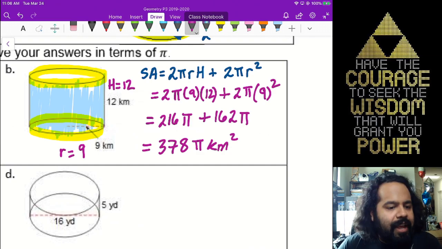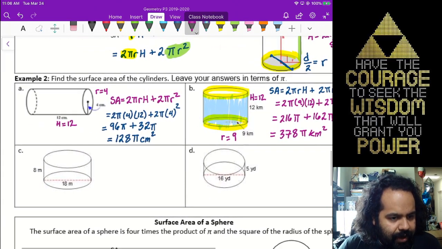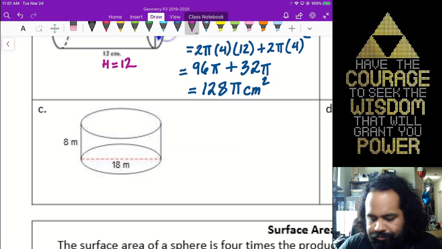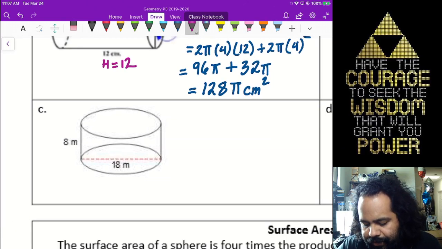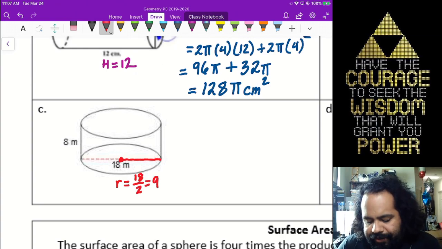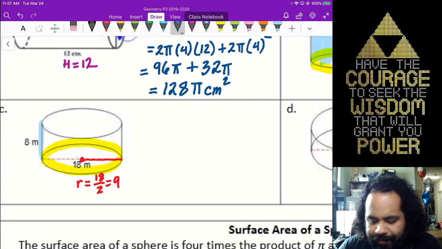Cool. What's up, Lisbert? The only thing really different on C and D is that I gave you a diameter. So the only thing different you have to do is take half of your diameter. So my radius is equal to 18 divided by 2, which is 9. That's literally all you do different. Everything else is the same. Here's my height, there's my base. So I know I'm dealing with a cylinder.